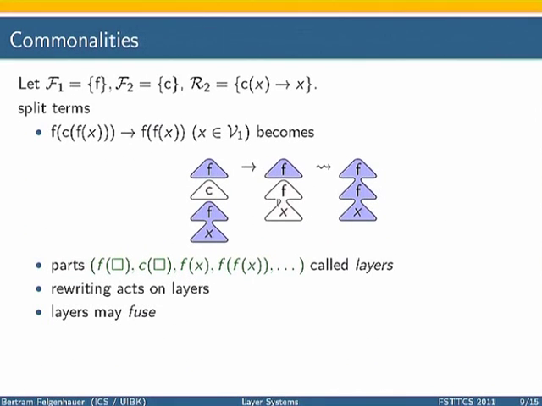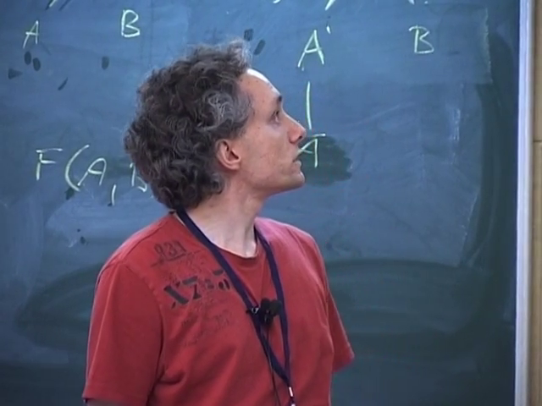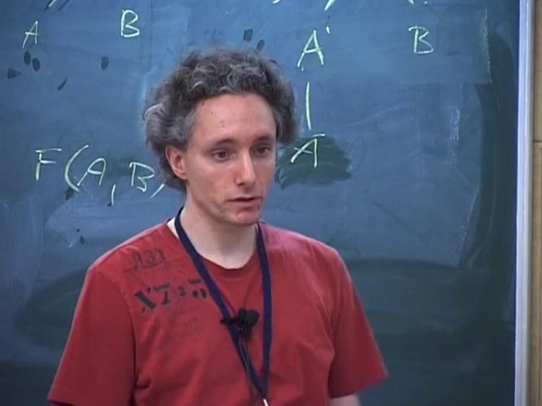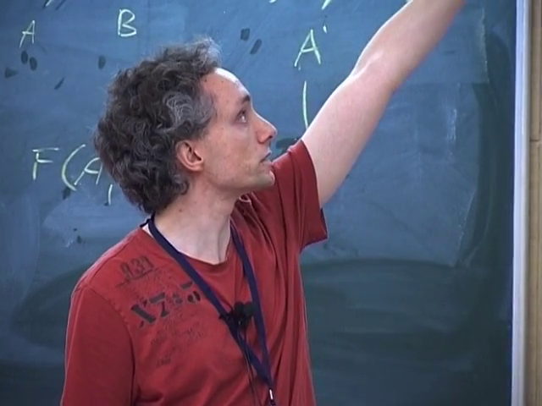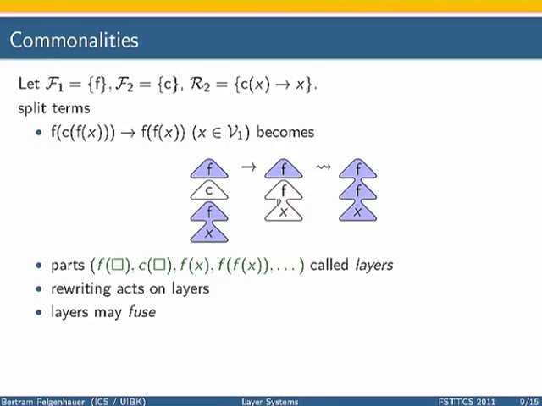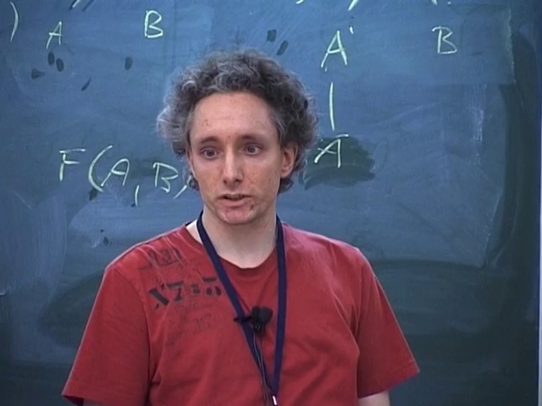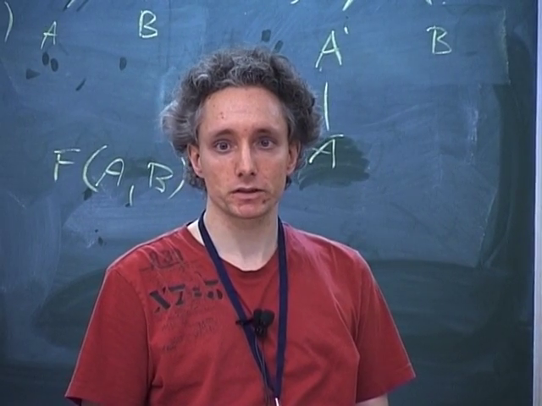I should speed up, I guess. So what is common in these proofs? Well, consider this example for modularity, where we have two disjoint signatures. And the first TRS is not important. The second TRS has a rule that C of X goes to X. And how do these proofs deal with the fact that there are two disjoint signatures?